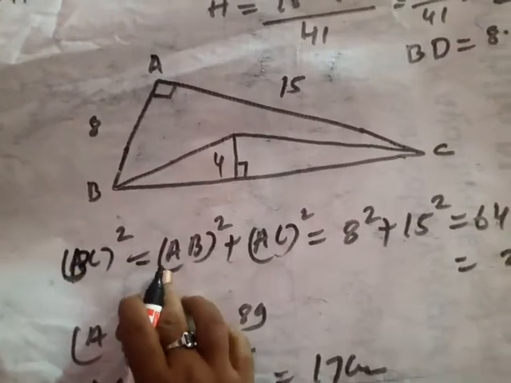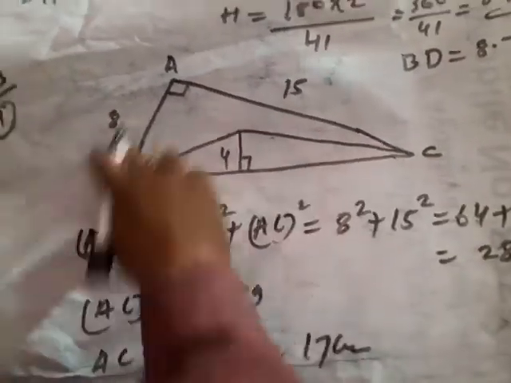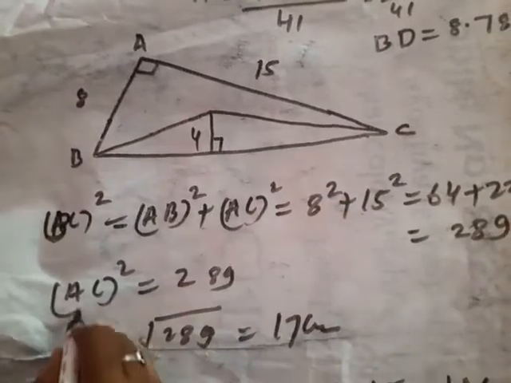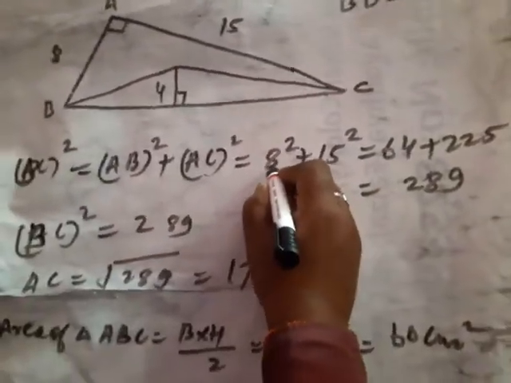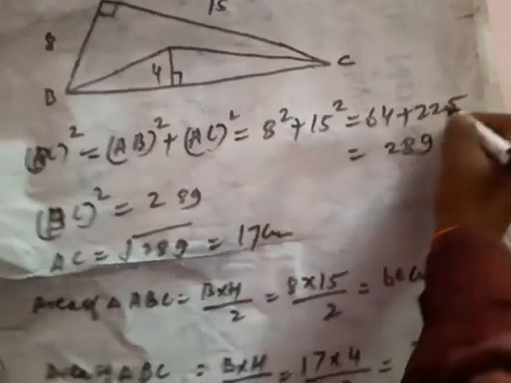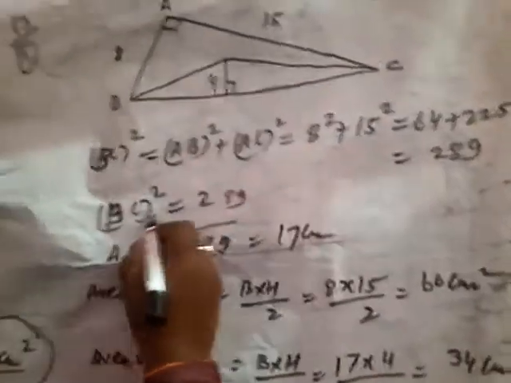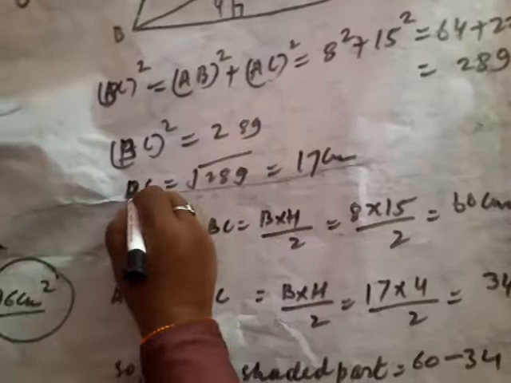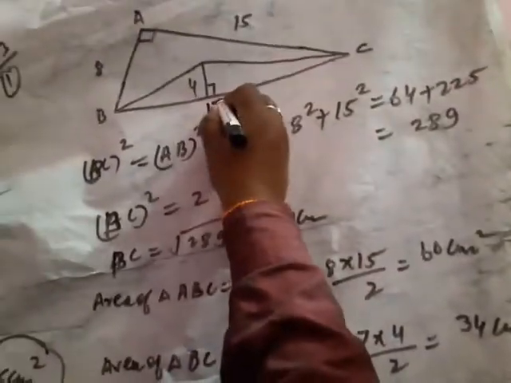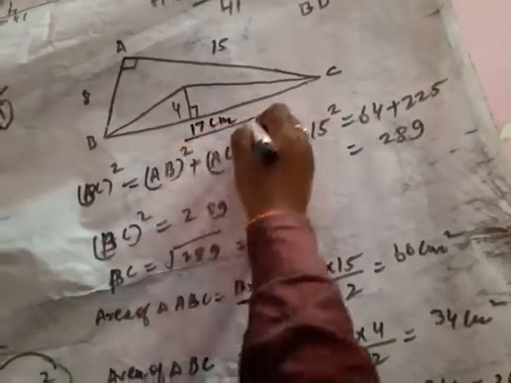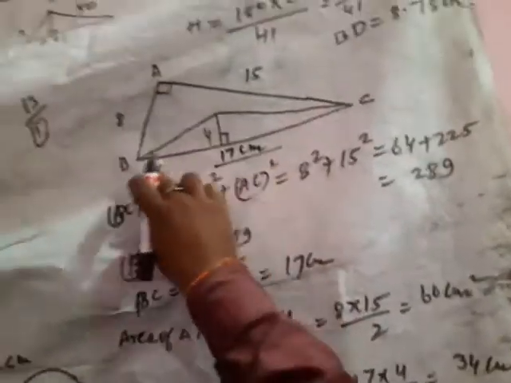BC square is equal to AB square plus AC square. So BC square is equal to 8 square plus 15 square, 64 plus 225 is equal to 289. So BC square is equal to 289. So BC is equal to square root of 289, which is 17. It means this is 17 centimeter. It is very necessary to calculate BC.